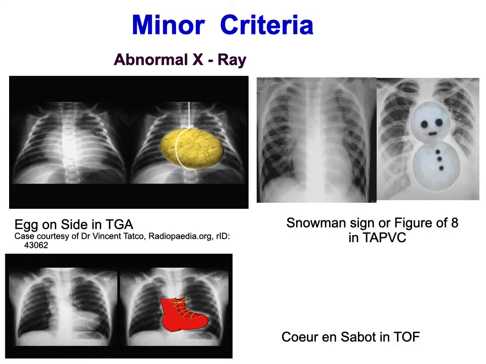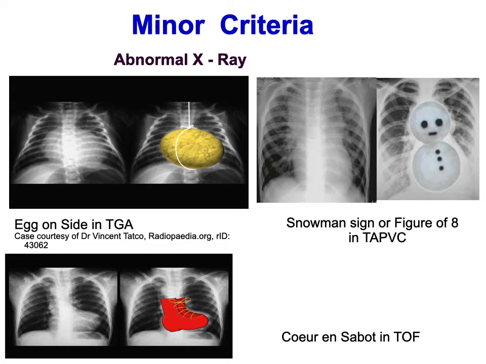Now see here, I am showing you three X-ray pictures. One is the real X-ray, and the second one has some diagrams we have given to correlate with the sign. So the first one is called egg on side. As you can see, the vertical diameter of the cardiac shadow is less as compared to the transverse diameter, and in the next side the egg has been shown as a comparison. This is a typical picture, egg on side, of transposition of great vessels.